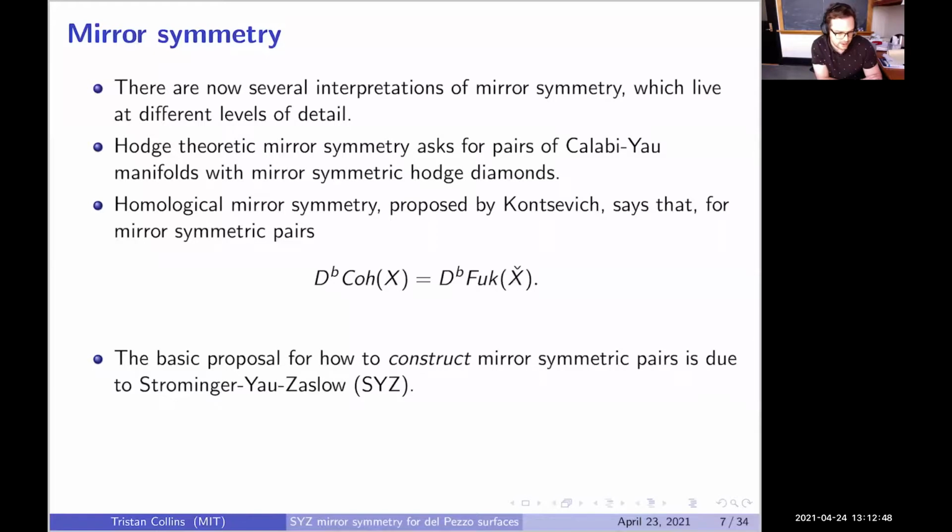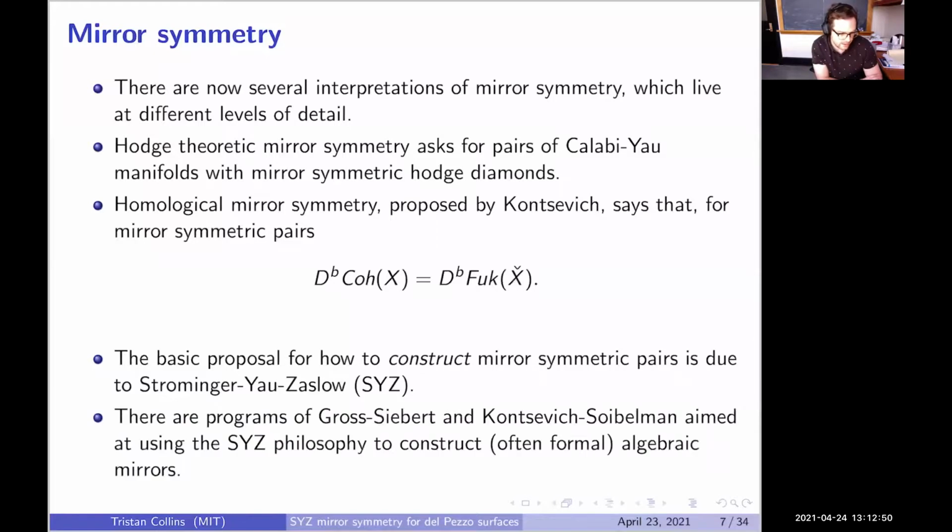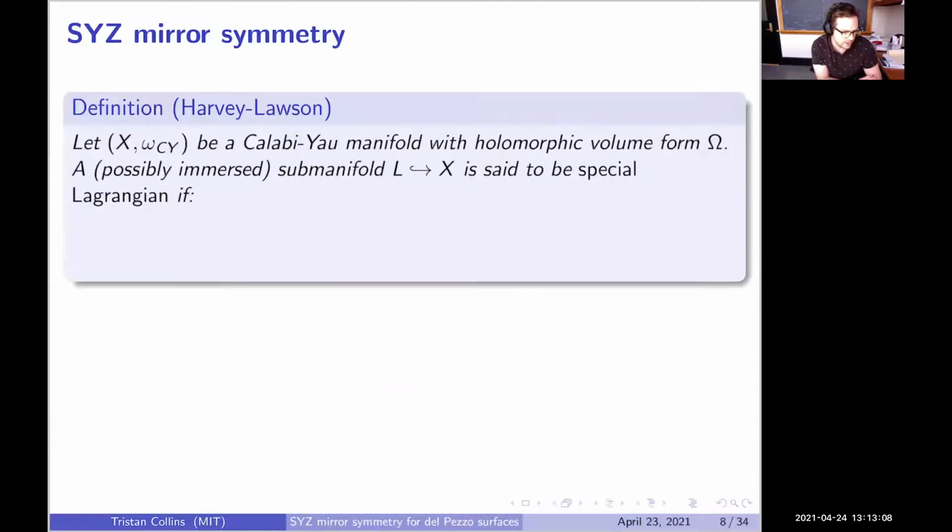So let me explain, well, I'll come back to this SYZ. Then there's also some recent programs of Gross-Siebert and Kontsevich-Soibelman, which are trying to make this SYZ philosophy work, but in a more combinatorial algebraic framework. Okay, so let me try to explain the picture for SYZ mirror symmetry.